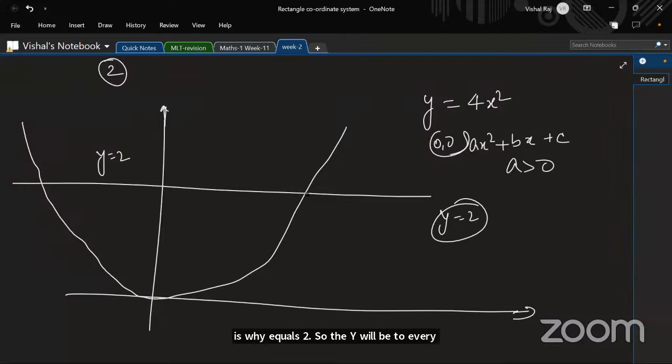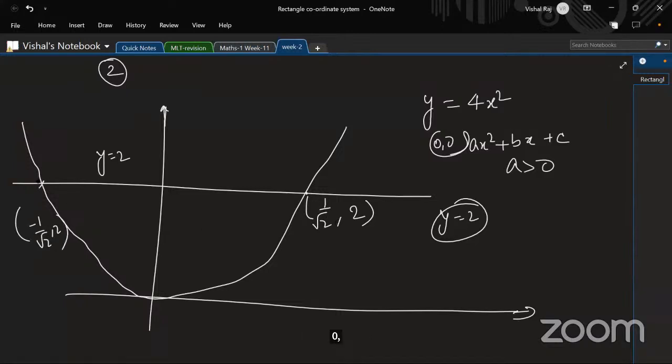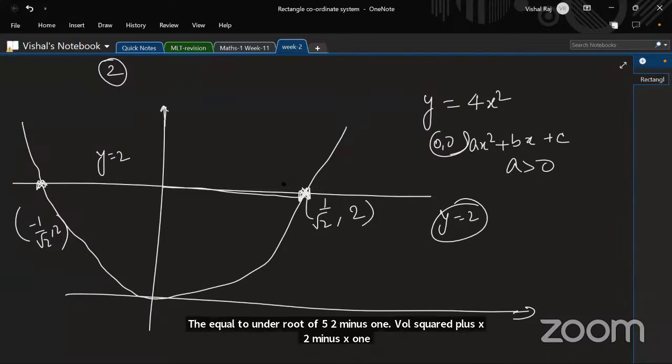So at this point also you'll be getting y as 2, and from here you can calculate x. I guess it will be 1 upon root 2, and here it will be -1 by root 2, so the points are (1/root 2, 2) and (-1/root 2, 2). So you can calculate the length with the distance formula: D equals the square root of (y2 minus y1) whole square plus (x2 minus x1) whole square.